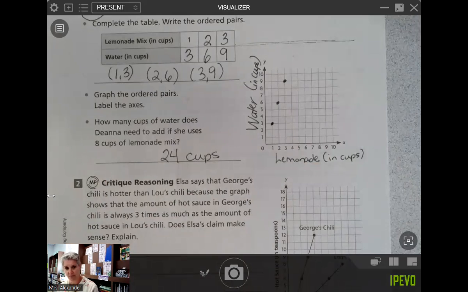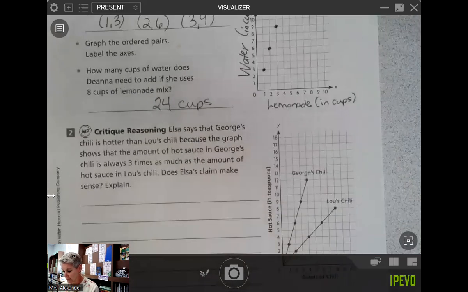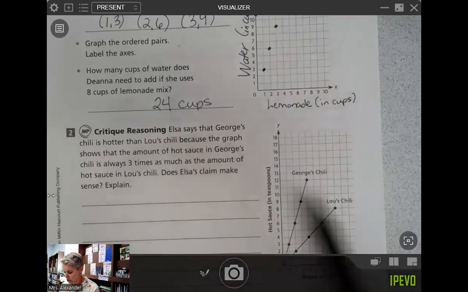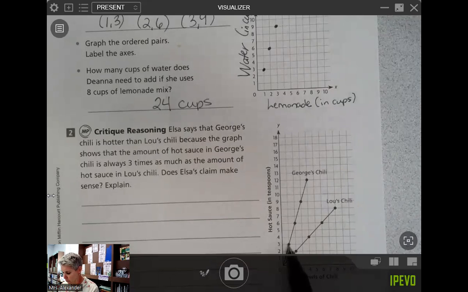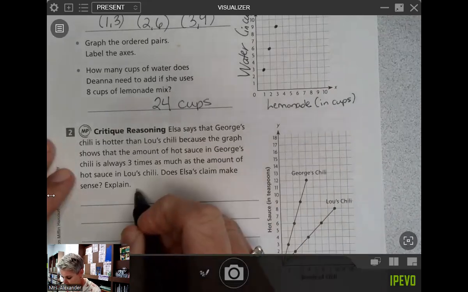All right. Elsa says that George's chili is hotter than Lou's chili because the graph shows that the amount of hot sauce in George's chili is 3 times as much the amount of hot sauce in Lou's chili. Does Elsa's claim make sense? All right. So let's compare. Let's start with George's chili. This is a bowl of chili. For every 1 bowl of chili, there are 3 teaspoons of hot sauce.